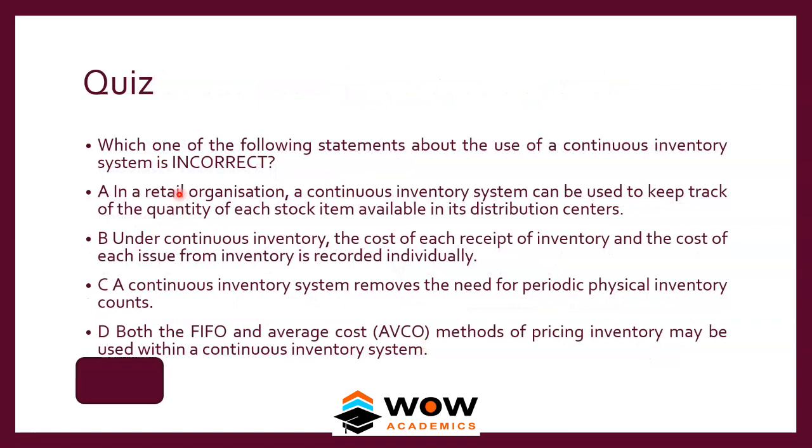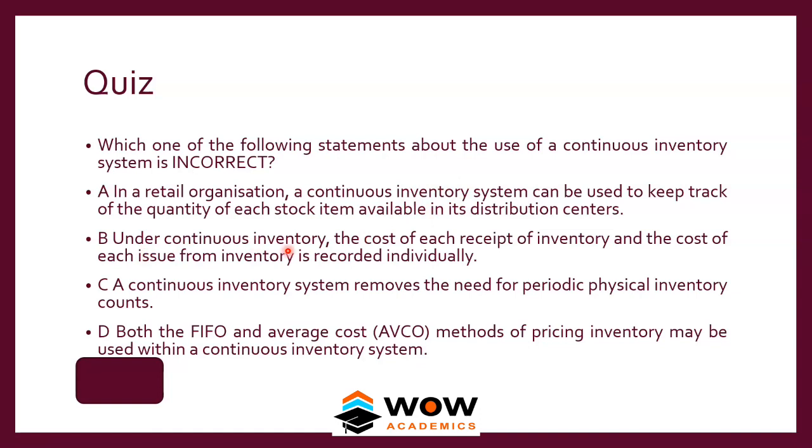So we have a quiz. Which one of the following statements about the use of a continuous inventory system is incorrect? Which one of it is incorrect? In a retail organization, a continuous inventory system can be used to keep track of the quantity of each stock item available in its distribution center. Yes, they have to keep on finding out their value of inventory.